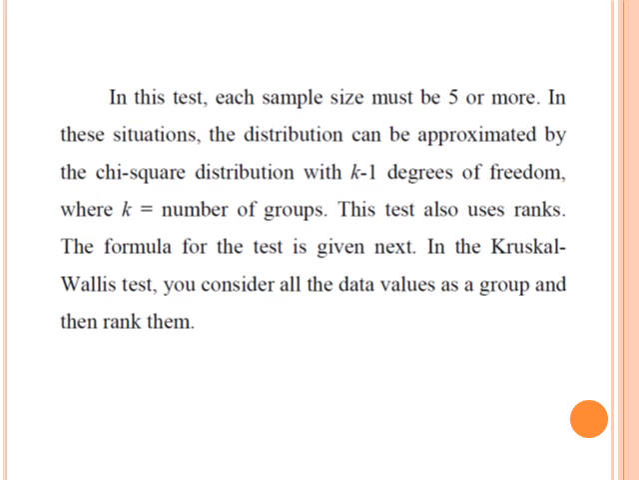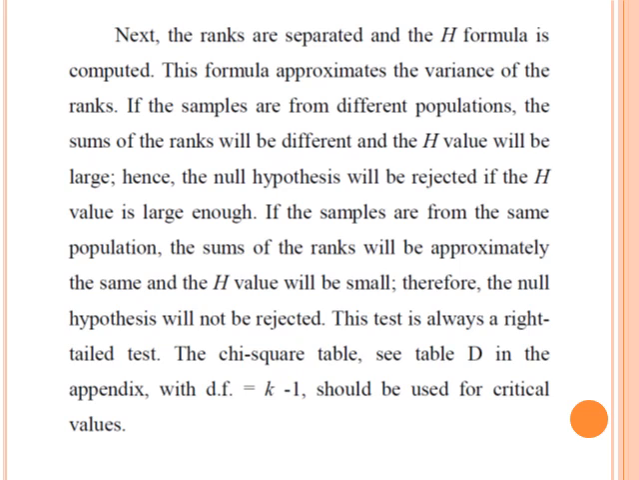This test also uses ranks. So we will use the tables for chi-square and degrees of freedom k-1, and we will rank our samples in this test. The formula for the test is given here, and the Kruskal-Wallis test considers all the data in the values of the groups, and we use ranks, not excluding any of the data. Then the ranks are separated and the H formula is applied.